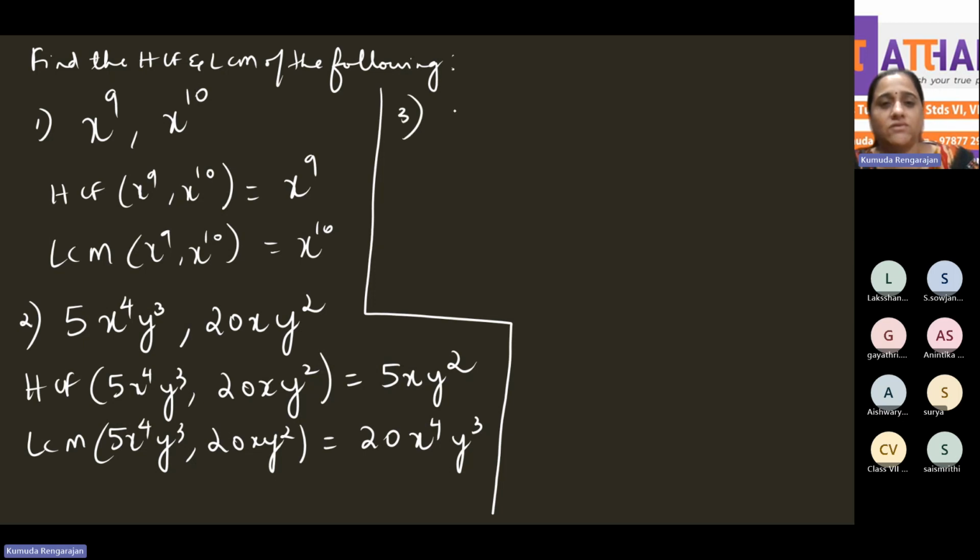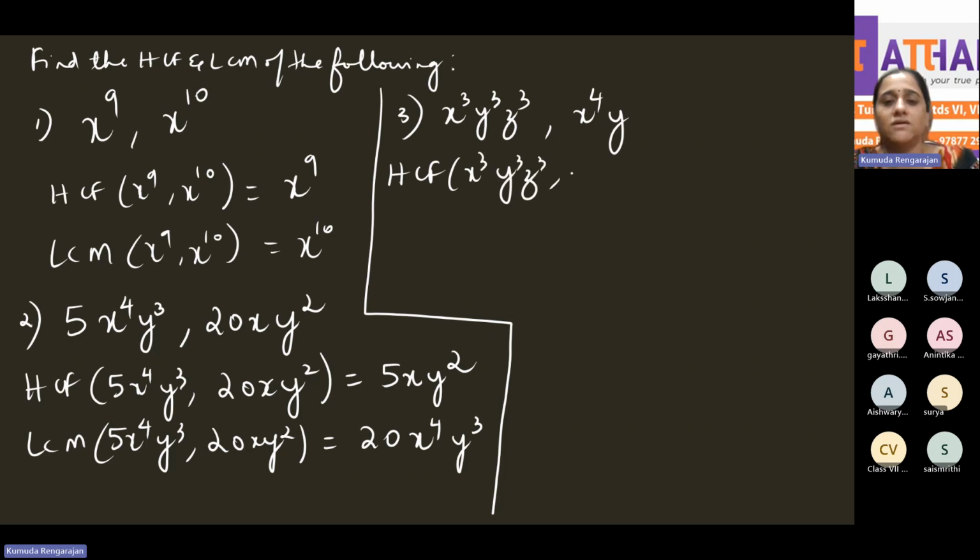Supposing you have to find the HCF of x cubed, y cubed, z cubed and x to the power 4, y. What will be the HCF? So x cubed and x to the power 4, y cubed and y: take the one with the least power. Now, highest common factor, see, HCF is common factor.